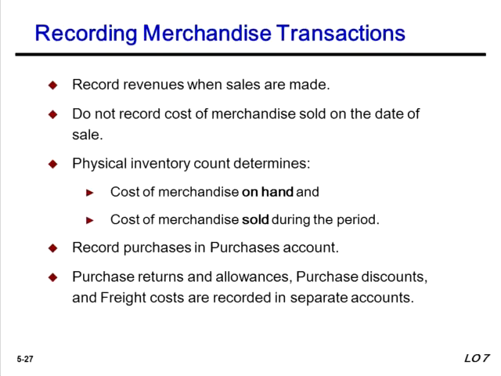So, when it comes to recording transactions using the periodic method, we record revenues when sales are made. We are not recording the cost of goods sold on the date of sale. We have to wait till the end of the accounting period. The physical inventory account determines the cost of merchandise on hand and the cost of merchandise sold during the period. We record purchases in the purchases account, and we record purchase returns and allowances, purchase discounts, and freight costs in each of their own accounts. So we're going to look at examples of journal entries under the periodic system.